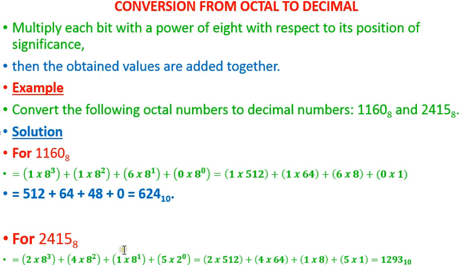Now, as usual, I'll say 8 raised to power 3, which will give us 512. 8 raised to power 2, which will give us 64. 8 raised to power 1, which will give us 8. And finally, 8 raised to power 0, which will give us 1. You know, anything raised to power 0 is 1. Now, multiply 2 by 512, add it to 4 times 64, add it to 1 times 8, and add it to 5 times 1. If you do that correctly, it will give you 1293 in base 10.